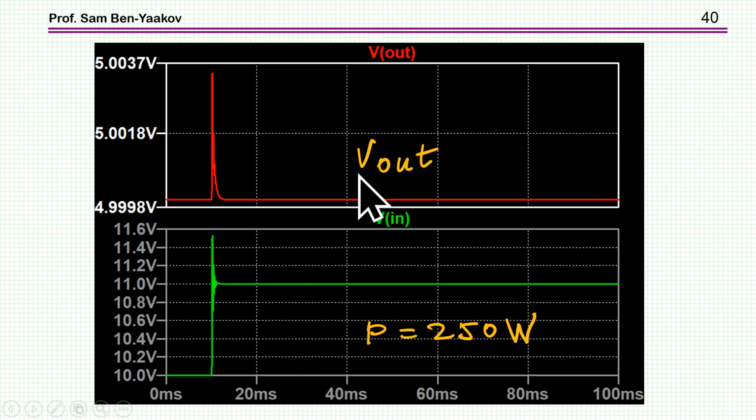By the way, we can see the effect on the output. This tells us something about the control, how tight the control is, and you see that we get about a 35 millivolt jump here, which is pretty good. This is between a 10 and 11 volt step, and this is for 250 watts.